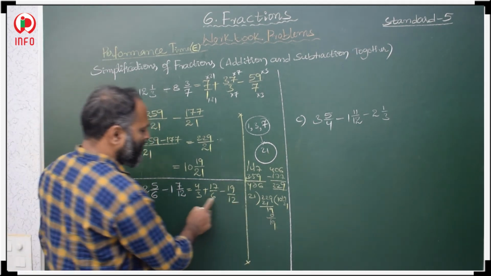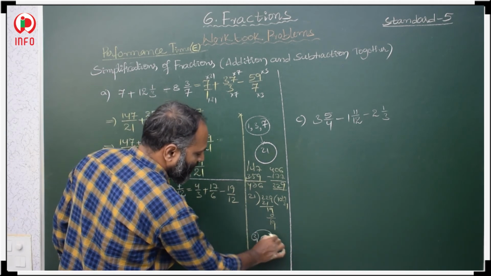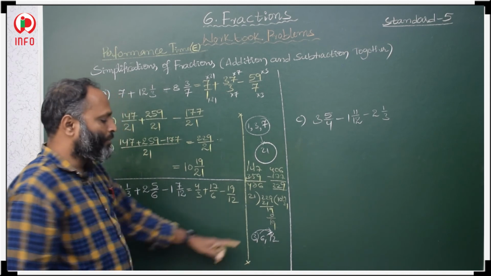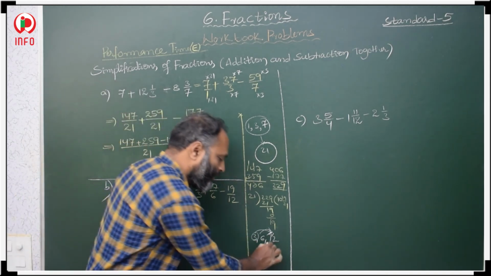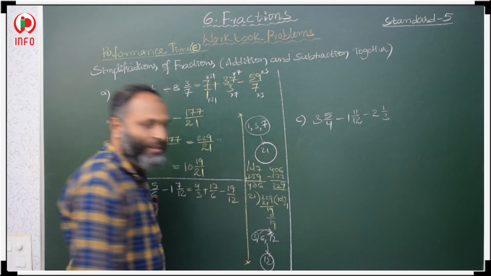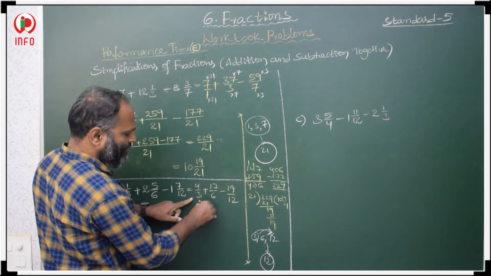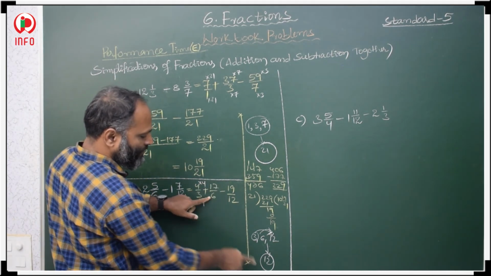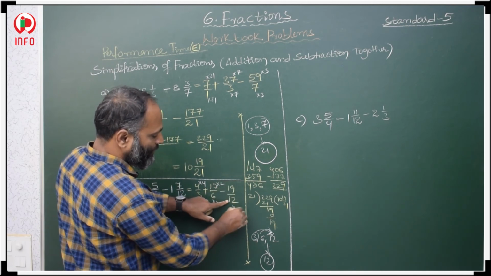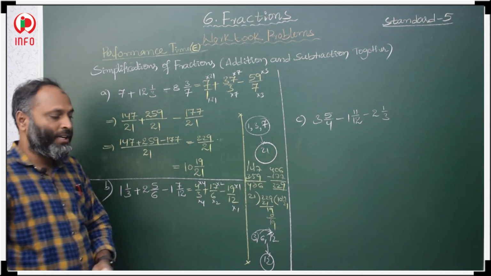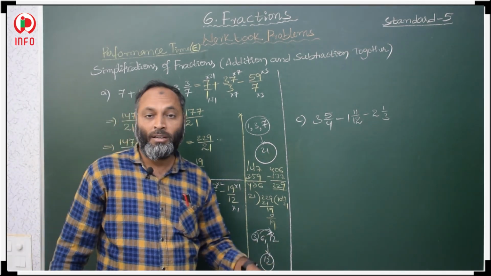Now here the denominators 3, 6, 12, find the LCM. 3 is a factor of 12, 6 is a factor of 12, both are factors of 12. If both are factors of the third, then the bigger one is the LCM. 12 is the LCM. In the 3 table, to get 12, 4s are needed, multiply with 4. In 6, to get 12, 2s are needed. In the 12 table, 12 1s are.